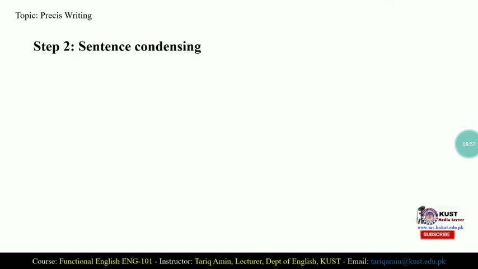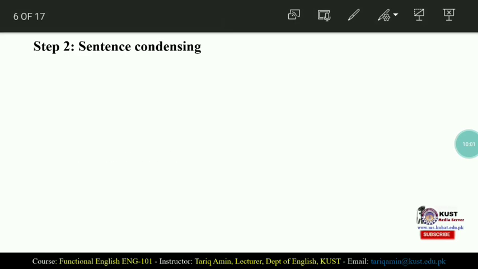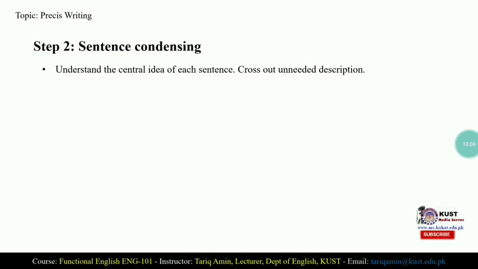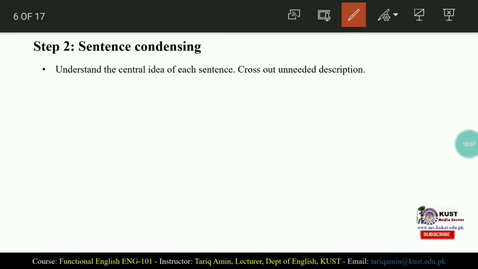The second step is sentence condensing. The very first point is to understand the central idea of each sentence. You should try your level best to understand the key idea of each sentence of the original piece of writing, and you need to cross out unneeded description and explanation, because Precis is one third of the original piece of writing.